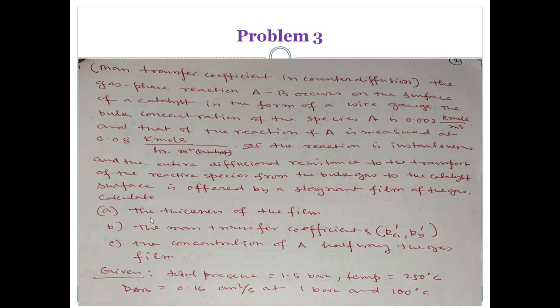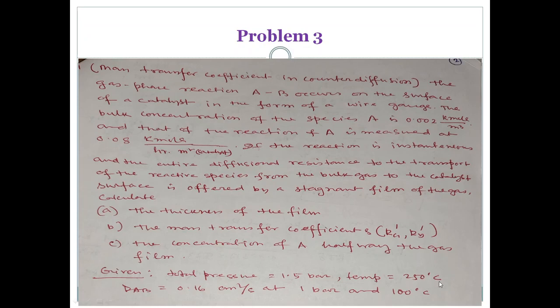Now you have to calculate the thickness of the film. In the previous problem, the film thickness was given and you calculated the flux. In this case, the flux is given and you have to calculate the film thickness, and the mass transfer coefficients, Kg dash and Ky dash. Also the concentration halfway through the gas film. The total pressure in this case is 1.5 bar. In problem 2 it was in atmosphere, but it is 1 there.